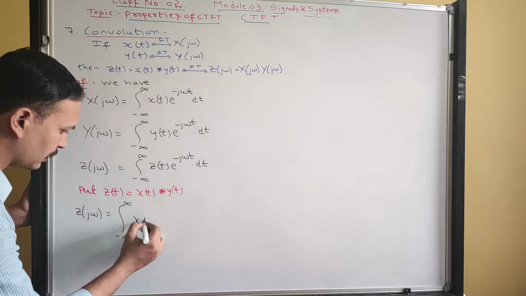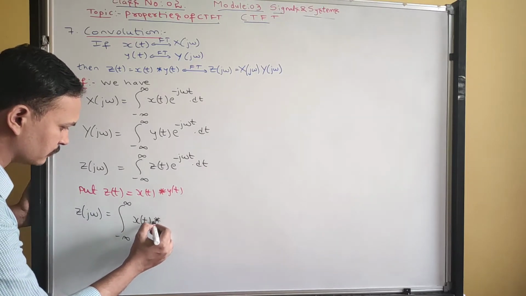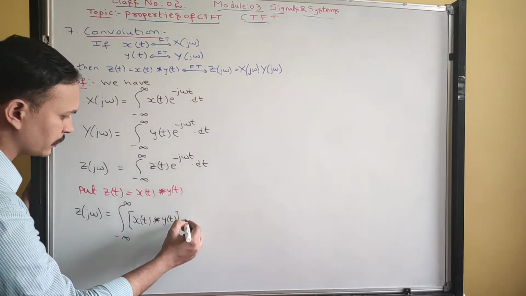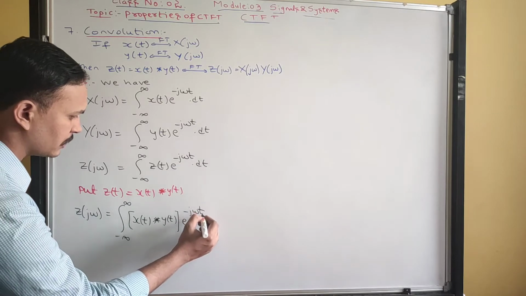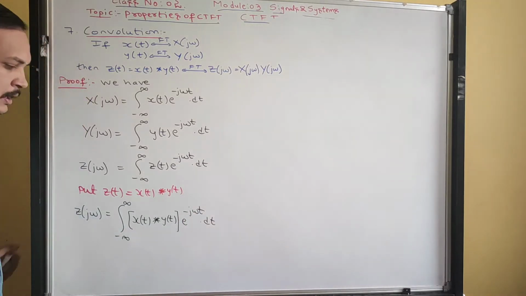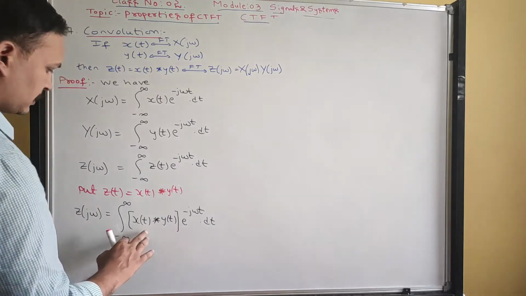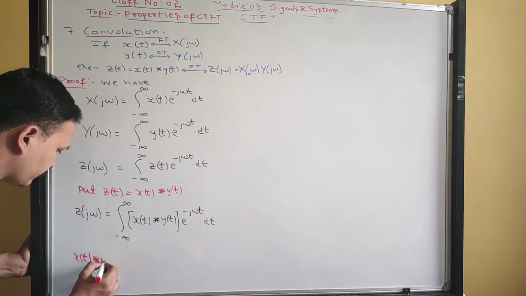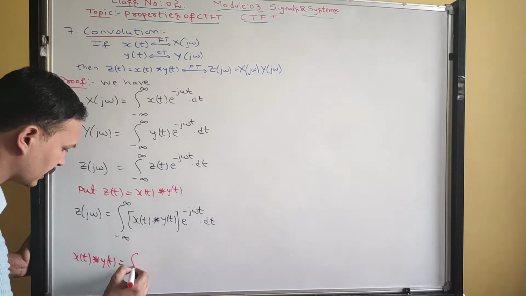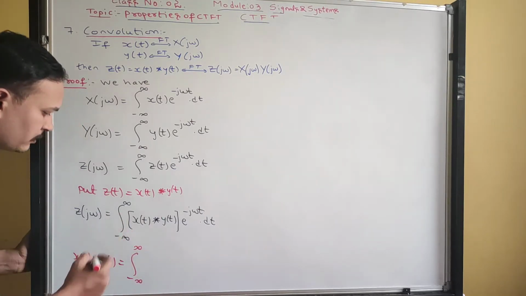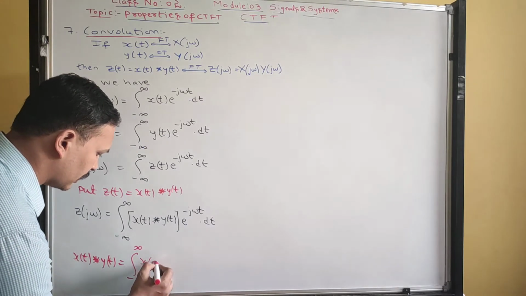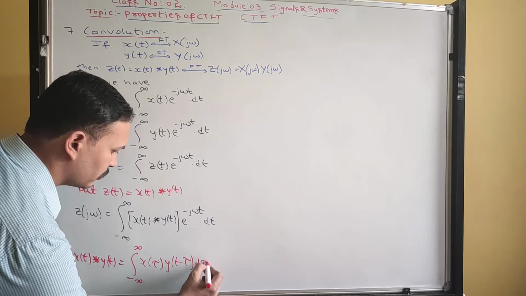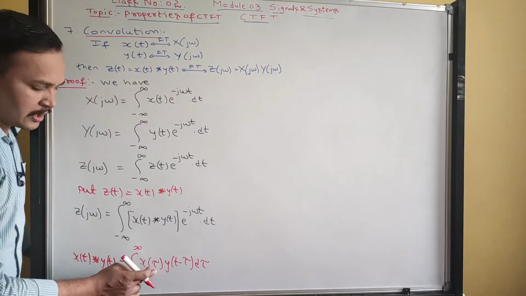So x of t convolution y of t into e to the power of minus j omega t into dt. From the convolution property, we can write x of t convolution y of t as integral from minus infinity to infinity x of tau into y of t minus tau into d tau, where tau is a dummy variable.